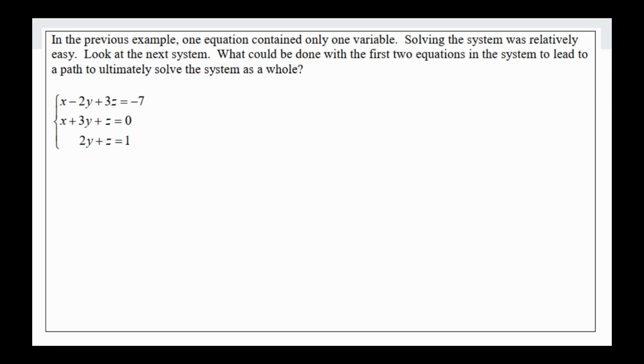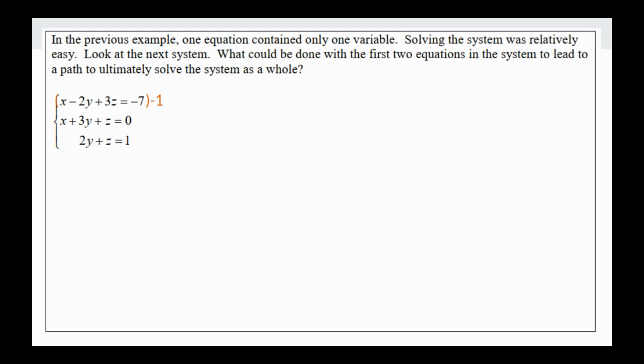But what could you do with the first 2 equations in the system? What can we do with the first 2 equations in the system? We could subtract. Yeah, exactly. Okay, we can get rid of the x, right? We can use those 2 equations. We can do elimination to get rid of the x. And then we'll have 2 equations with just 2 variables, right?